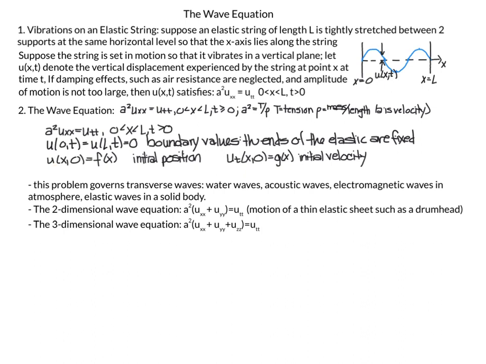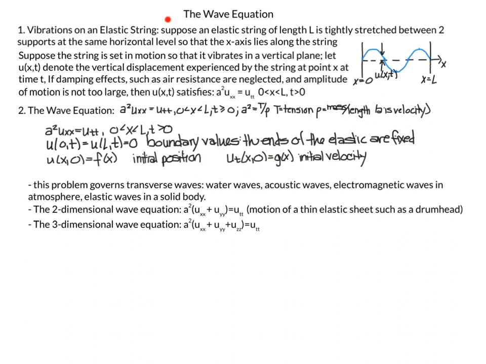Then we also have u of x,0. So at time equals 0, we have our initial position, which is equal to f of x. We can also look at the first derivative of u with respect to t, and that will give us our initial velocity, and we'll set that equal to g of x. So at time equals 0, we have our first derivative, which is velocity, and that's g of x.